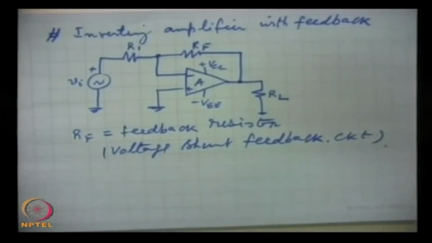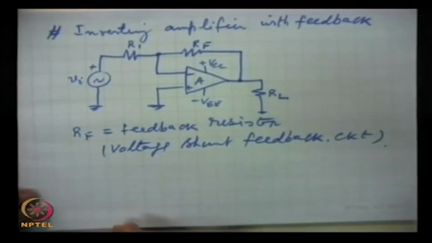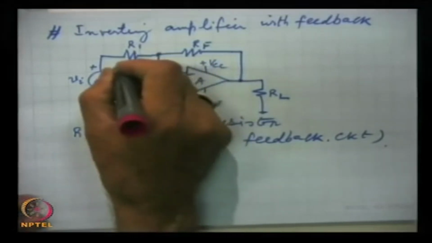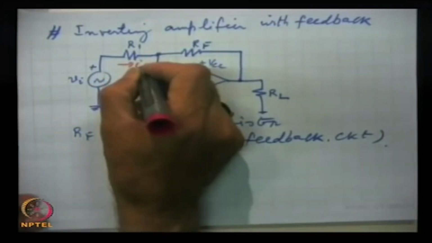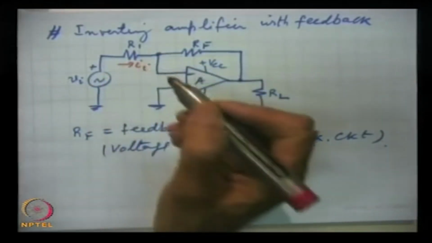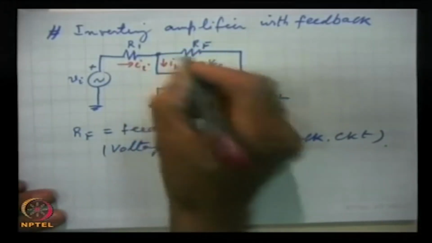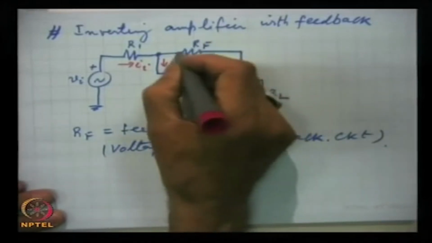Now, the most important property of an amplifier is the voltage gain. The other important property is input impedance, and so on. So, first we take the voltage gain of this amplifier. Let us see here, this current is II, this is IB, and this is IF.